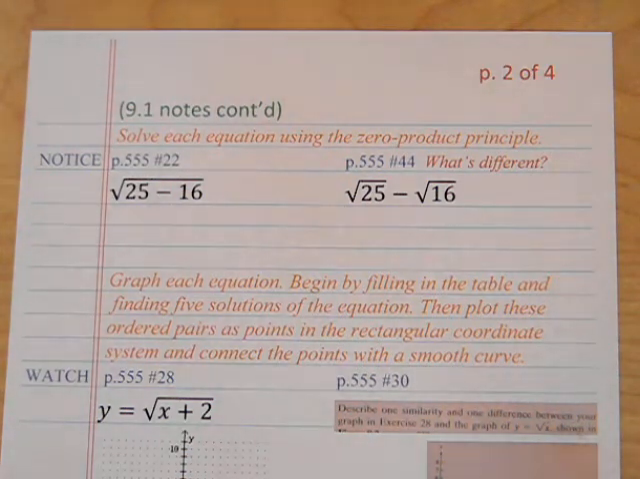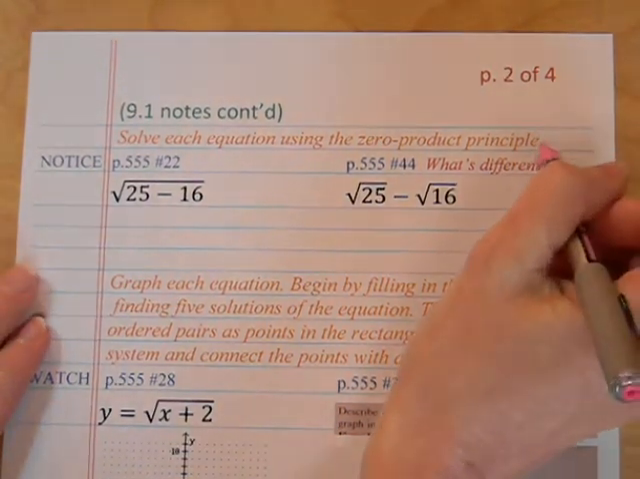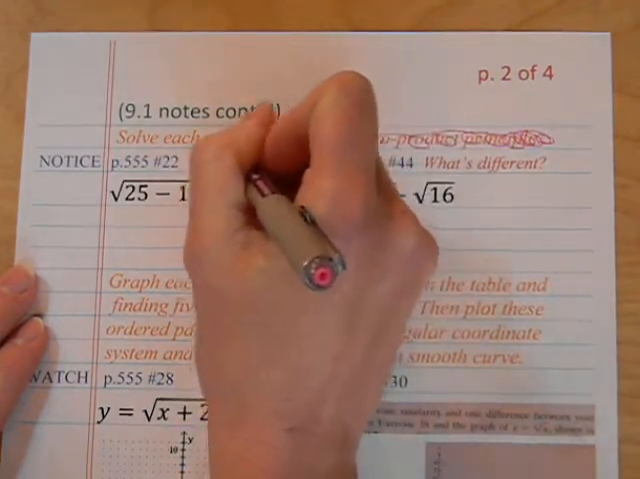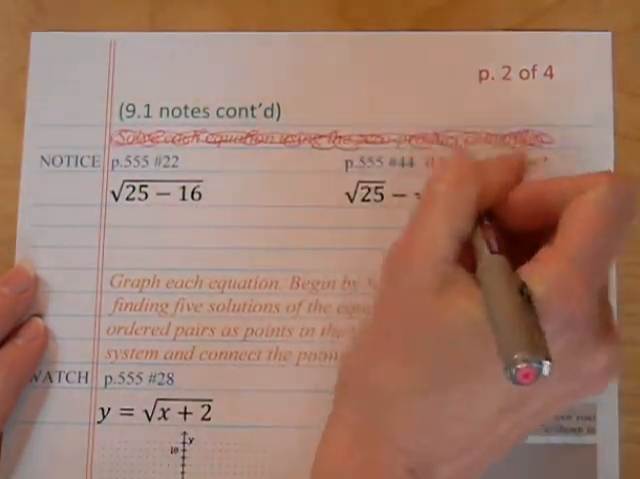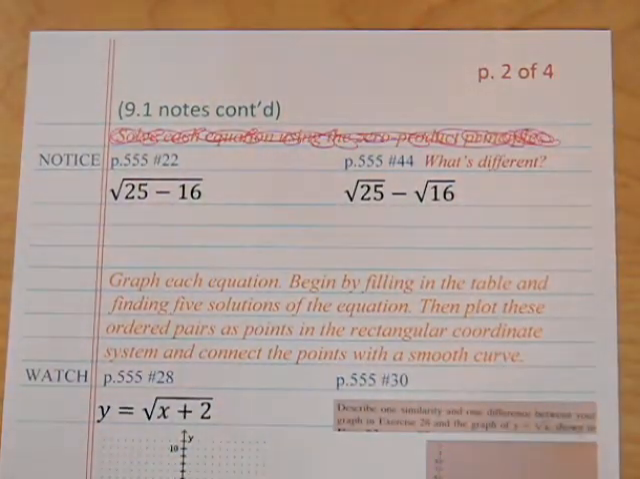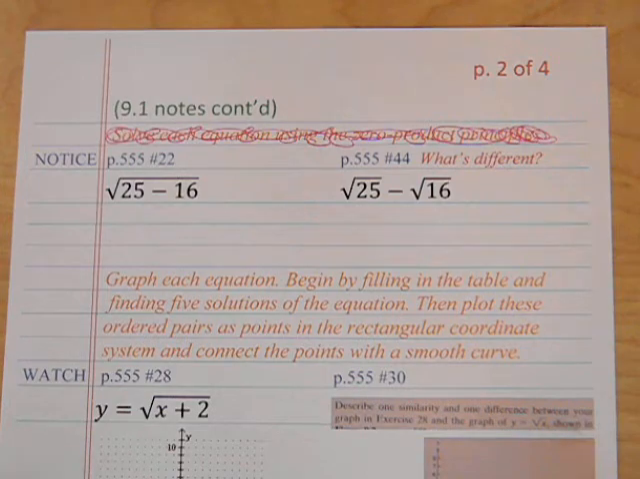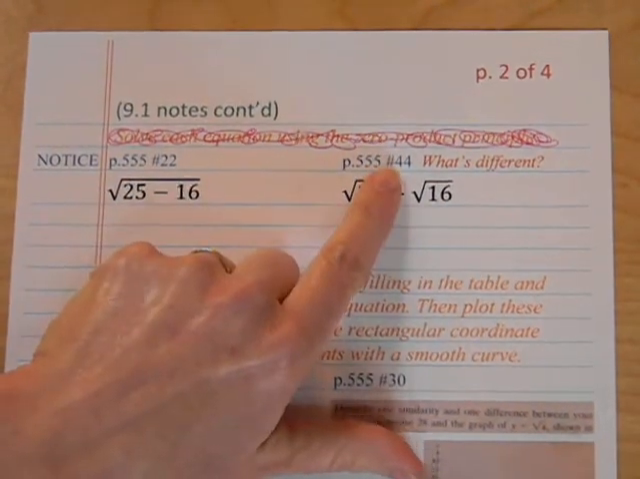We are on the top of page 2 for 9.1, and I made a typo here. These are not the instructions that go with this set of problems. Sorry about that. I was using the template from the previous section, so you can ignore those instructions. Notice what's different when you look at number 22 and number 44.